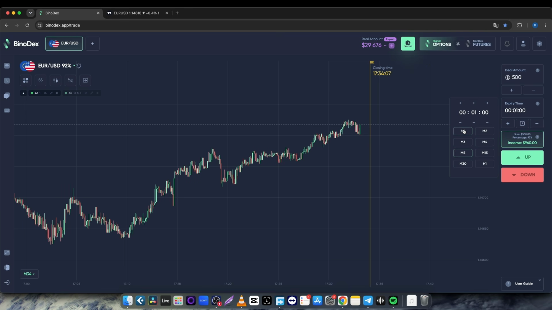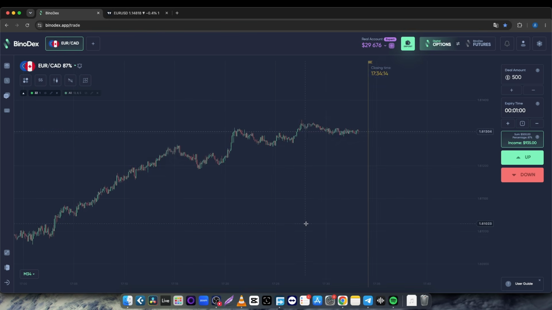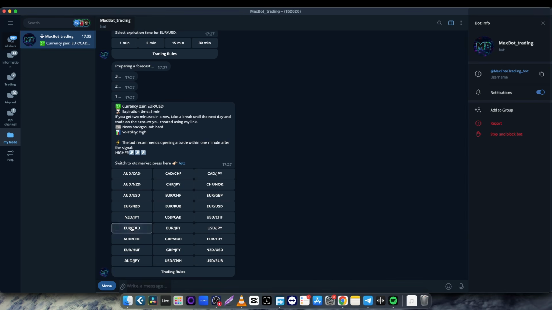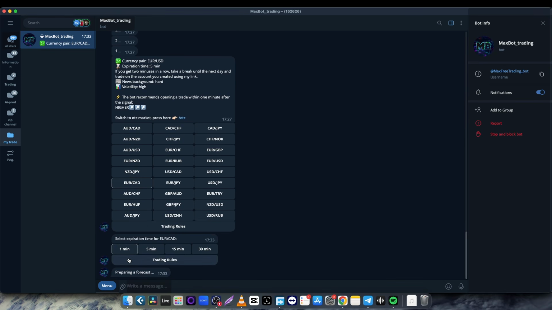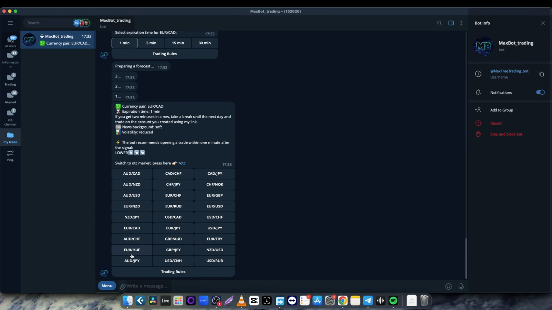I'll open a second trade on the 1-minute time frame. And I also want to change the currency pair. I'll choose the euro and Canadian dollar. Now, let's switch to the Telegram interface, find the euro and Canadian dollar currency pair, and click the 1-minute button. After analyzing, the trading instrument gives a sell signal, so I go to the BINODEX broker and open a trade in accordance with the signal.